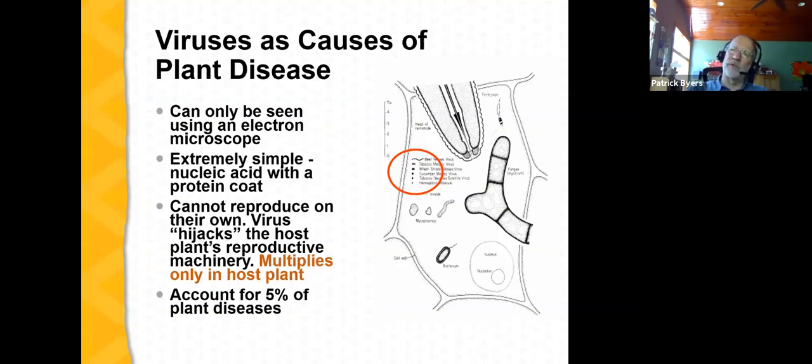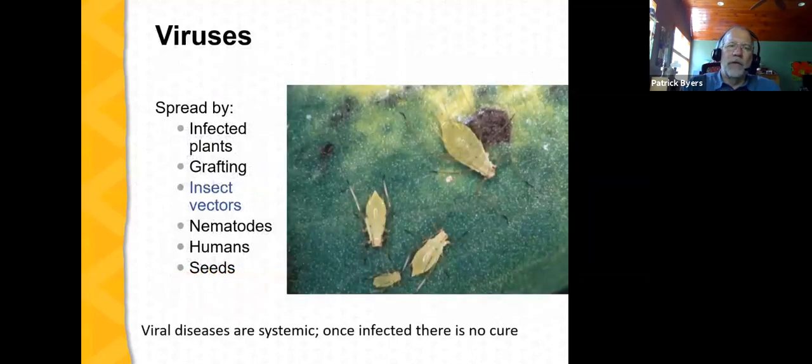This is why viruses don't survive on inert surfaces, but it takes infection of a host for the virus to then reproduce. These are less common as far as plant pathogens, as causal agents, and only about 5% of plant diseases are caused by viruses. Viruses have to be spread by a vector. Again, they're not very effective at spread otherwise, and certainly they can be spread by infected plants.